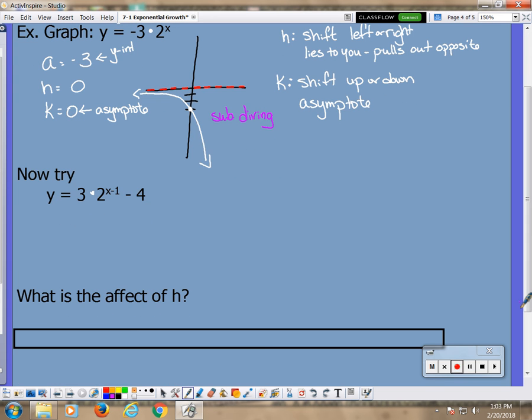So let's do the same thing here. A is 3. H this time, though, well, it says -1, so that means H is a positive 1, and K is negative 4. So now I know that I have an asymptote at negative 4, and I have an initial y-intercept at 3. So what does that graph look like?